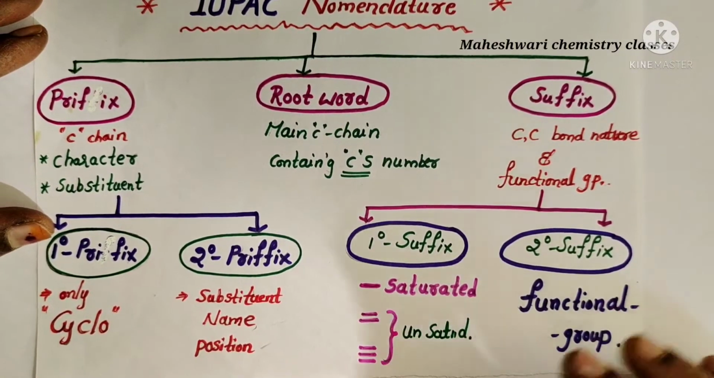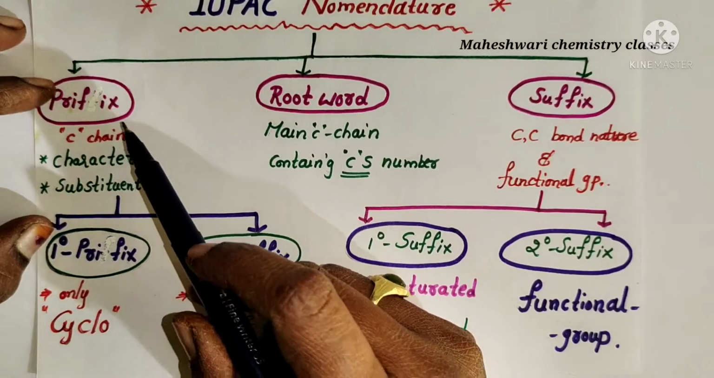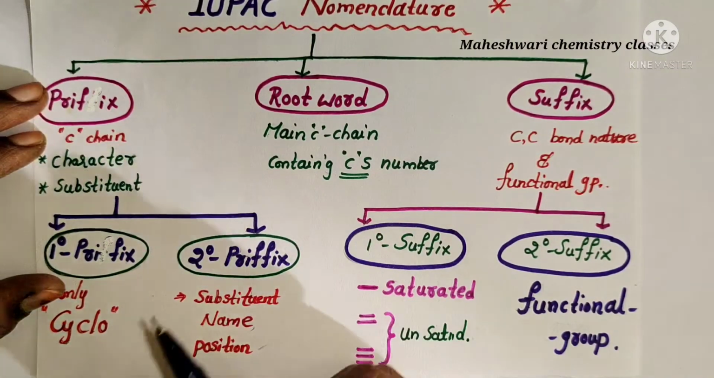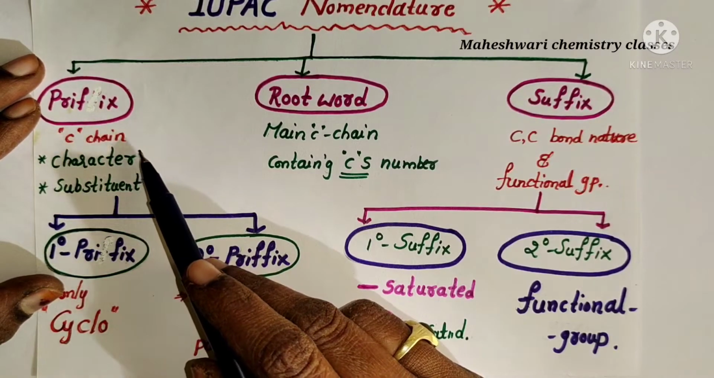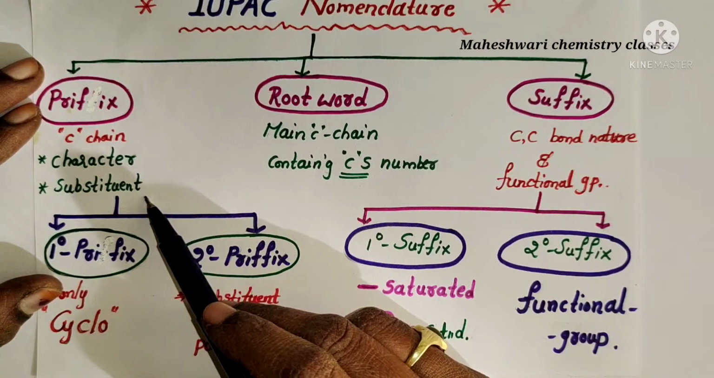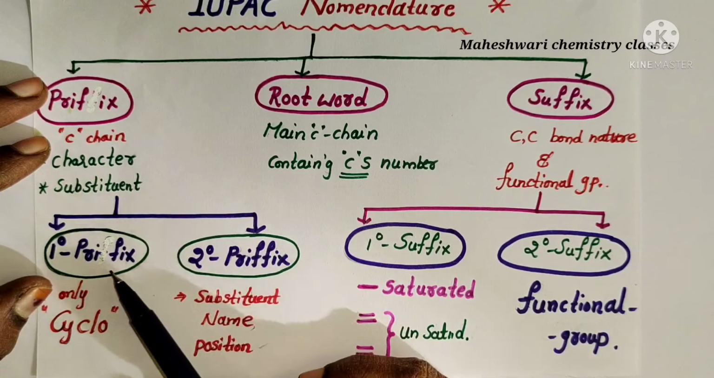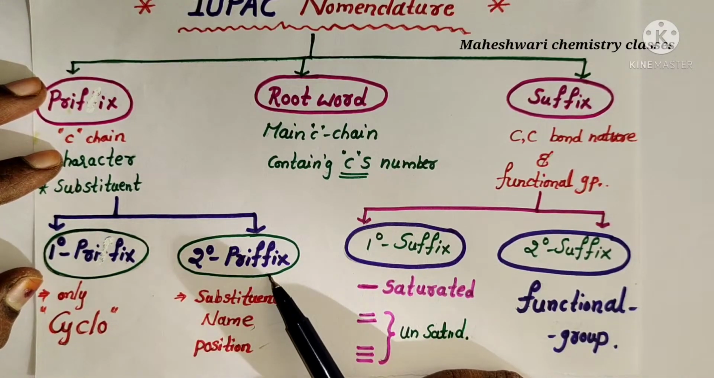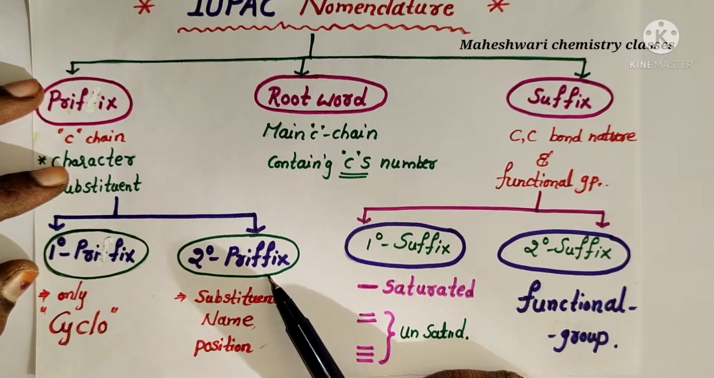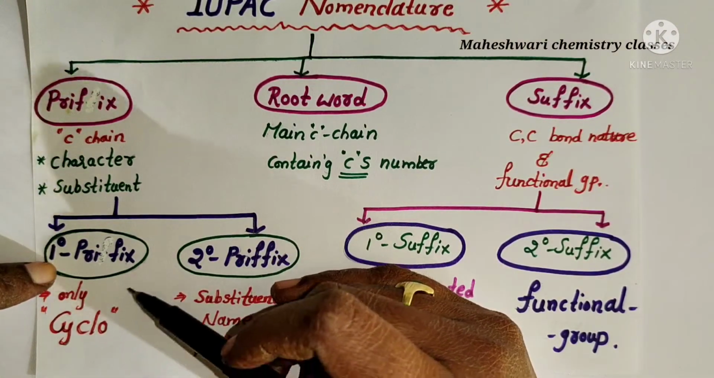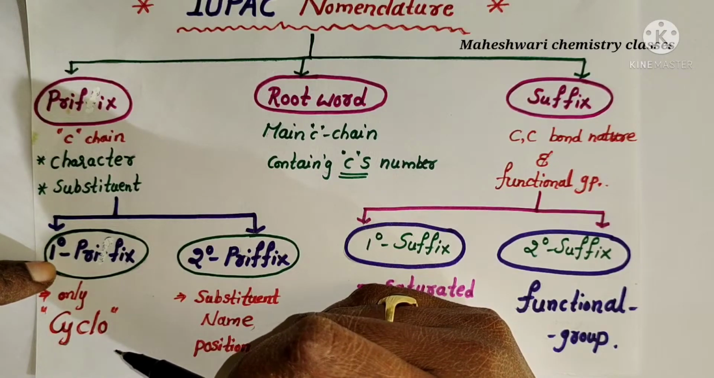So see here, first prefix, purvapadamu. What does it explain? Carbon chain characteristic. Mainly prefix explains about carbon chain characteristic and substituent. Here prefix is again divided into two types: one is primary prefix, another one is secondary prefix. Here primary prefix we have to consider only for the sake of cyclic compounds.